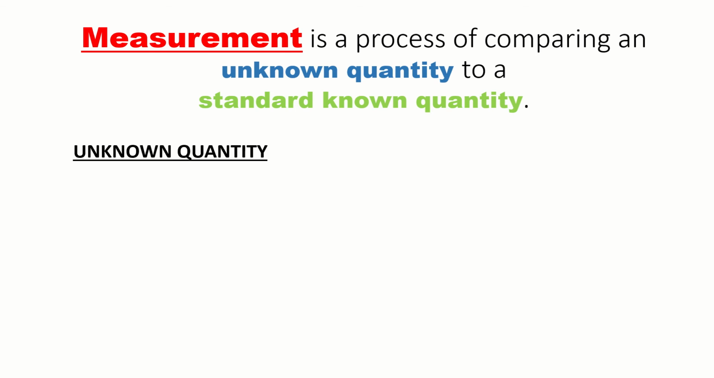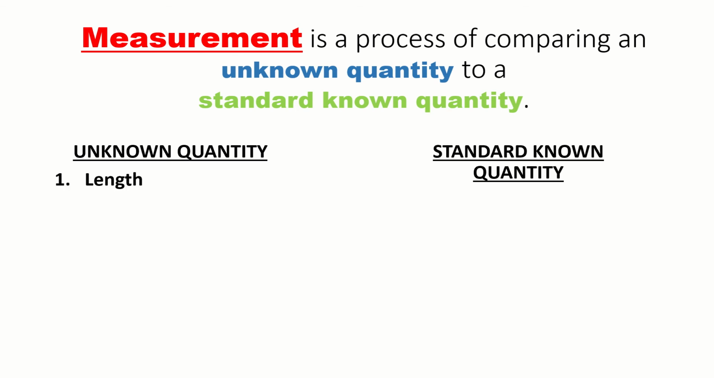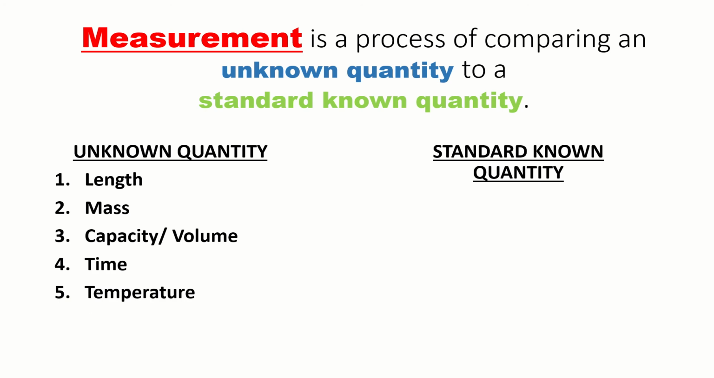So, what are we referring to with the statement unknown quantity? These are the different quantities that we usually measure, like length, mass, capacity or volume, time, temperature, and angle. Later we will try to recall your lessons in grade school on how we define the different quantities. For each unknown quantity that we have, of course we need to compare it to a standard known quantity. So for each unknown quantity, we have standards.